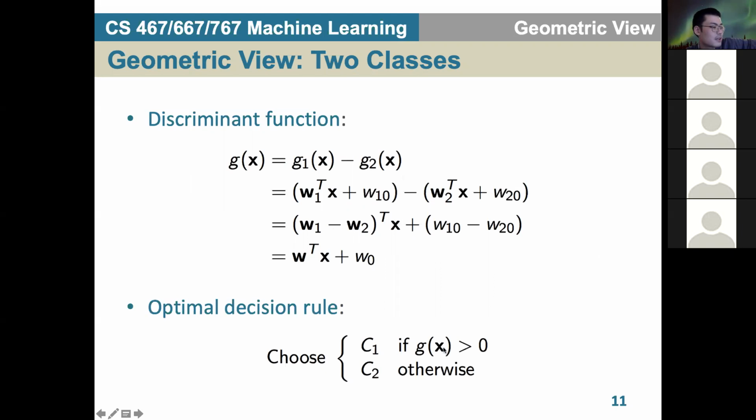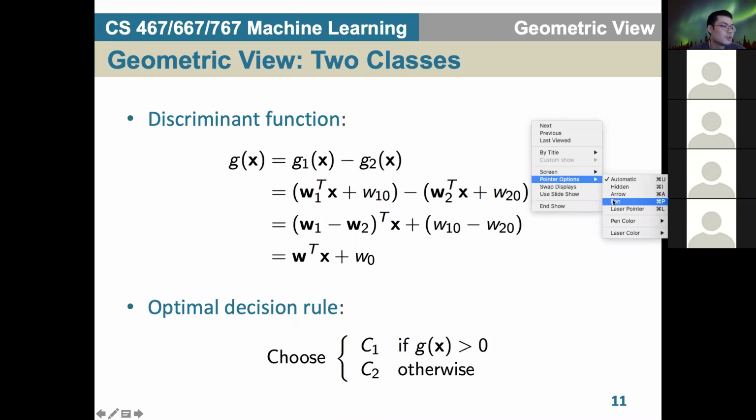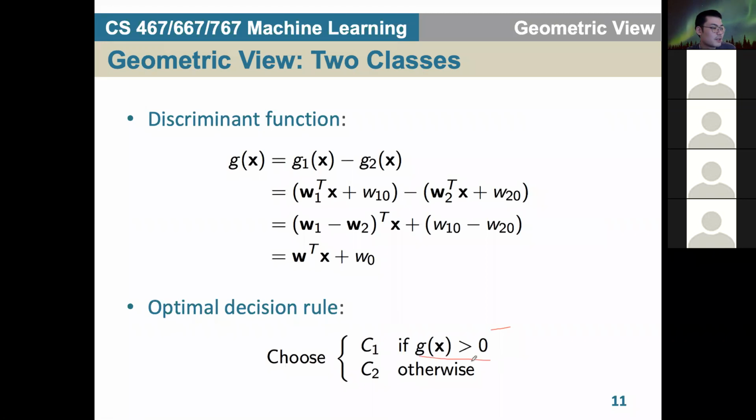If g(x) is larger than 0, then we will choose class 1. If g(x) is smaller than or equal to 0, we will choose class 2. Why are they equivalent? This is because g(x) larger than 0 means g1 is larger than g2. So you belong to class 1. Otherwise, you belong to class 2 because g2 is larger. So basically, it's equivalent, but we don't need 2 sets of parameters. We can just use one set for simplicity. They are equivalent. Is this okay? Yeah, I hope this is okay.